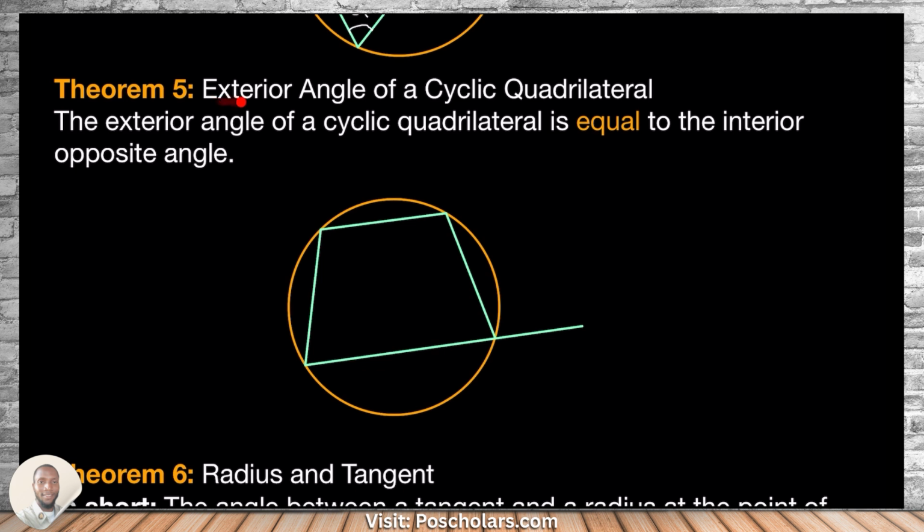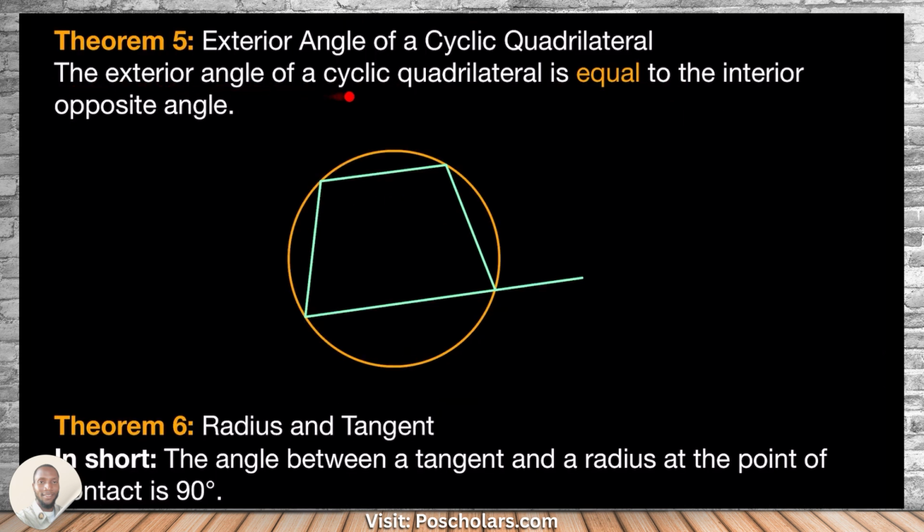Now the next is exterior. Theorem 5 says the exterior angle of a cyclic quadrilateral is equal to the interior opposite angle, right? Now where's the exterior angle of this quadrilateral? Cyclic quadrilateral, I told you, means a four-sided shape inscribed in a circle. Now this is the exterior angle of the quadrilateral, right? The theorem is saying this angle is equal to the interior opposite angle. Now this is the interior opposite angle, right?